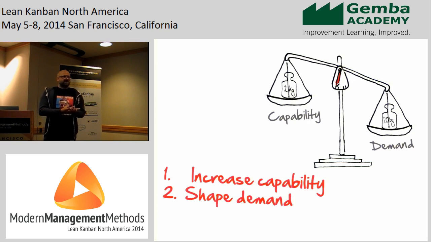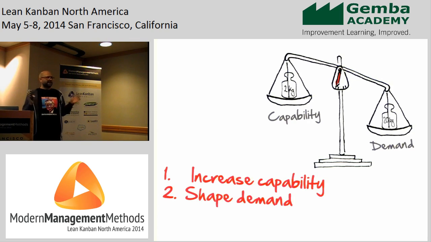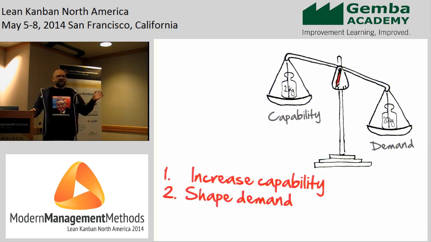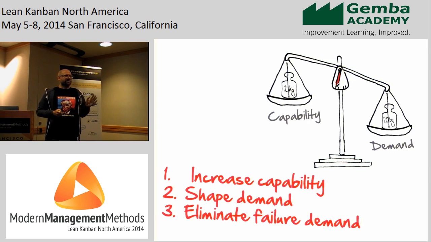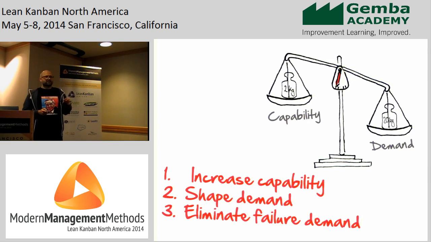The second strategy would be shape the demand. So make sure that you have any kind of filter so that not any kind of work gets into your system. And the third strategy would be eliminate failure demand. And failure demand is any kind of work that ends up in your system because you didn't do it right the first time. And when we talk about software development, failure demand is mostly bugs, right?